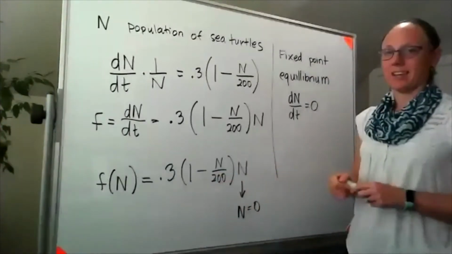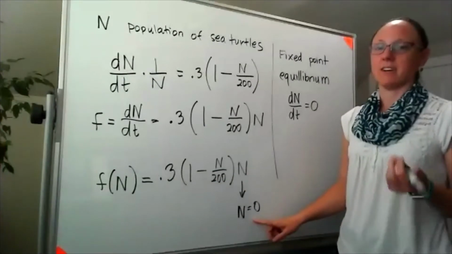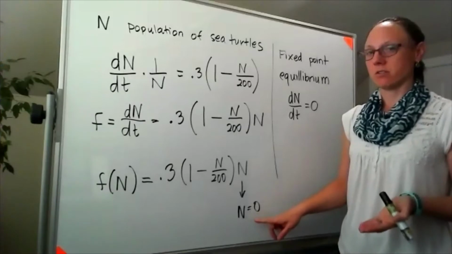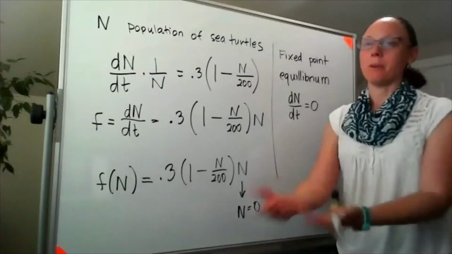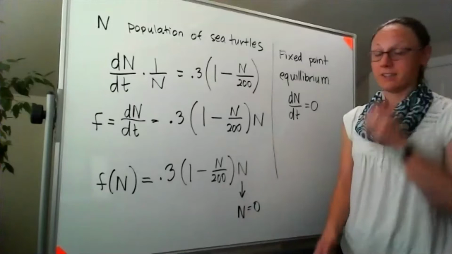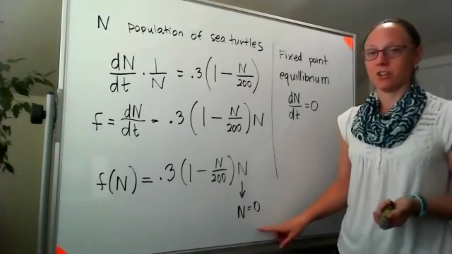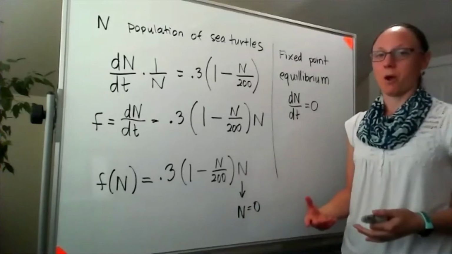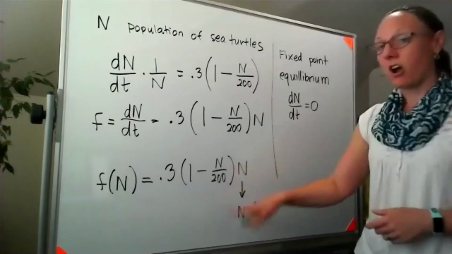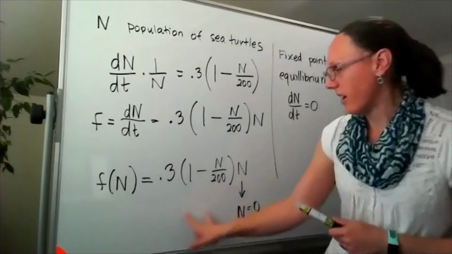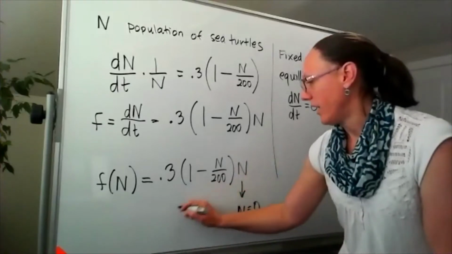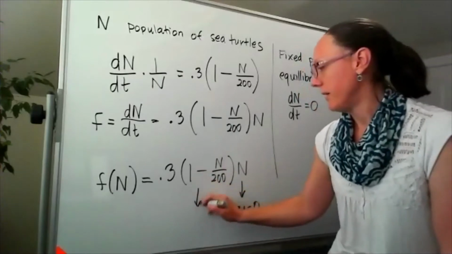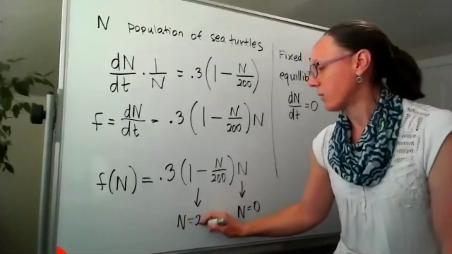Now biologically, this is almost always a natural answer, because if you think about it, if I have no sea turtles, then there can be no sea turtles in the future. So if my population goes to 0, then there can't be a change in the population. Our other fixed point here is going to come from setting this equal to 0. And if 1 minus n over 200 is equal to 0, then that would lead us to n equals 200.